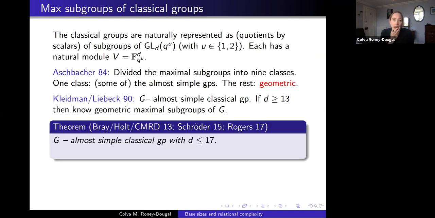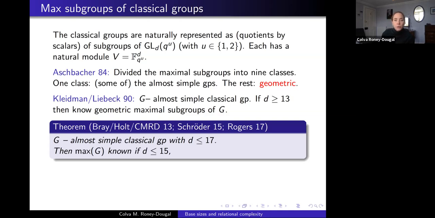And then some of this was done by me with John Bray and Derek Holt, and then the next bit was done by my PhD student, Anna Schroeder, and then the last bit was done by Derek's student, Daniel Rogers. So let G be an almost simple classical group in dimension at most 17. Then we know the maximal subgroups of G if the dimensions are at most 15. So we know completely. Derek and John and I did it up to dimension 12, and then my student Anna did 13, 14, and 15.